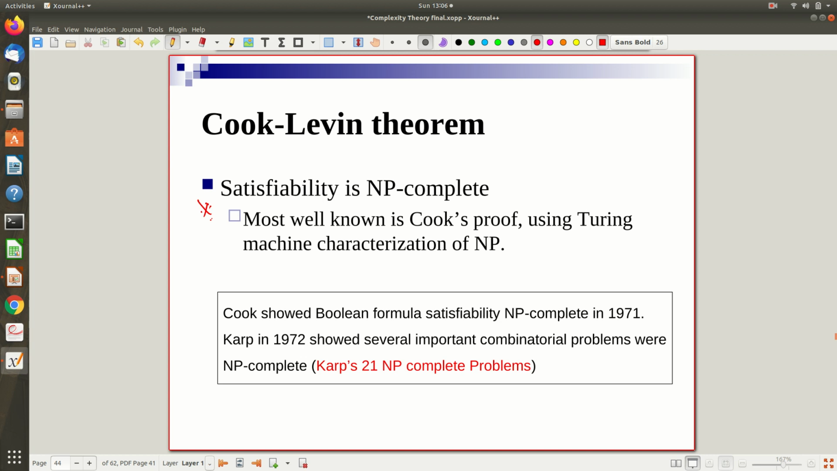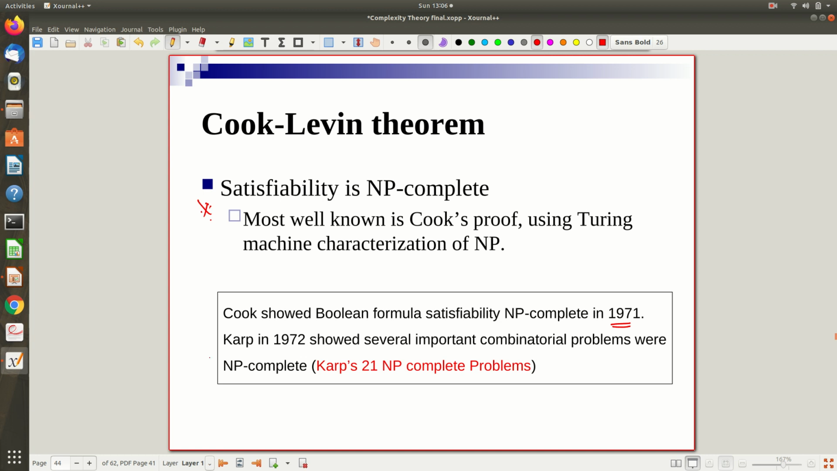So this is what happened basically. Even though it is known as Cook and Levin, Cook showed that formula satisfiability is NP-complete. This happened in 1971, and in the very next year both of them together came up with what is mainly known as the Cook theorem.